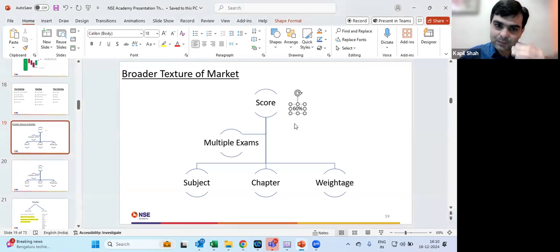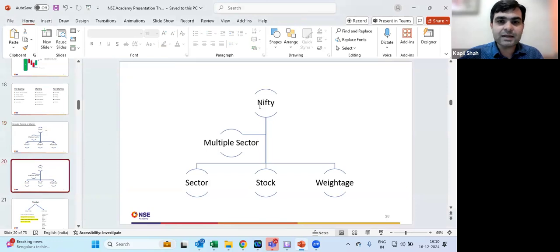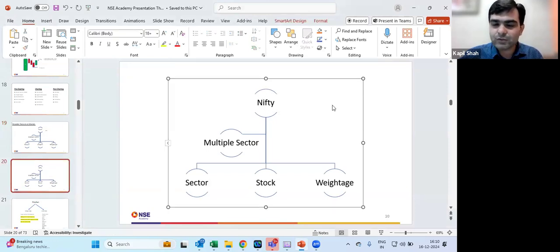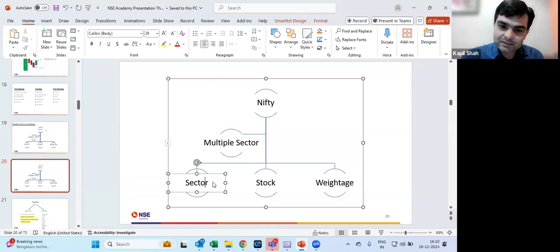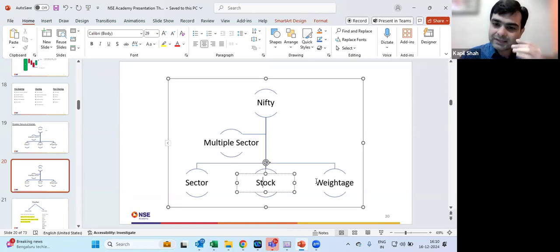Similarly, if I replicate this particular process towards our market, it goes the same way. So let's say right now the Nifty is trading near 24,600, 700 or so. But behind this single figure, the 24,700 level, there are lots of things. There are multiple sectors. Within the multiple sectors, there are multiple stocks. And within the stocks, they come with their weightages. The bigger the company, the more weightage it carries.